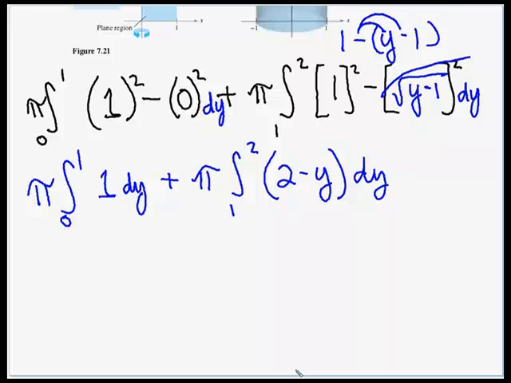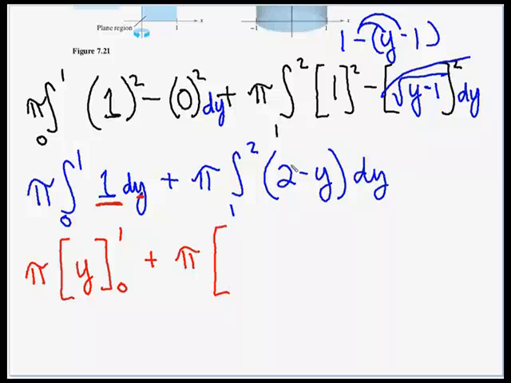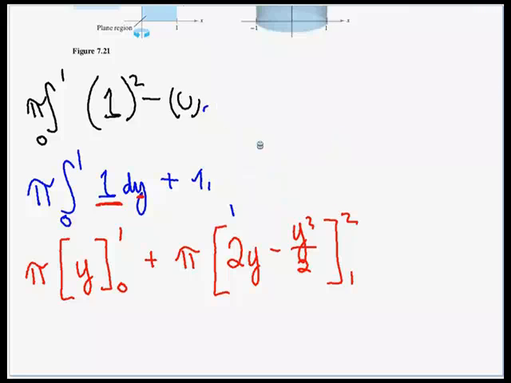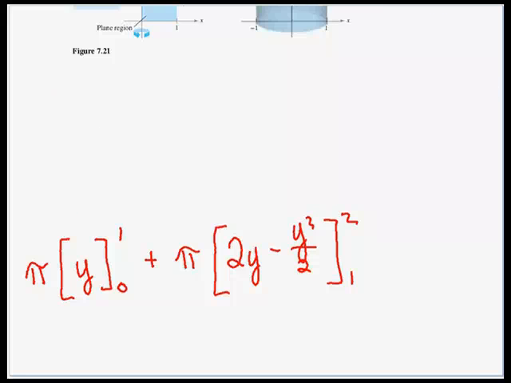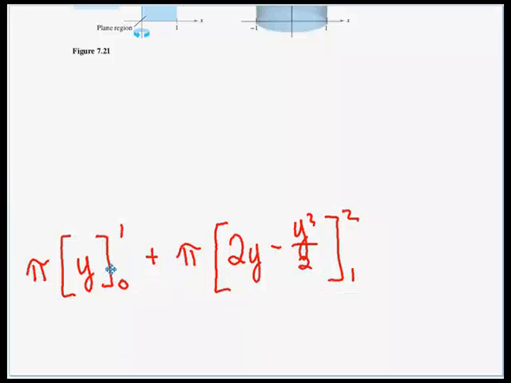Okay, so we've simplified each integral a little bit. Now we're actually ready to take the antiderivative. So here we're going to have pi. The antiderivative of 1 with respect to y is just y, and we're integrating that from 0 to 1. Plus pi, and our second antiderivative is going to be 2y minus y squared over 2, and that is also integrated from 1 to 2. So the integration wasn't bad. Now we're ready to evaluate and find our final answer.